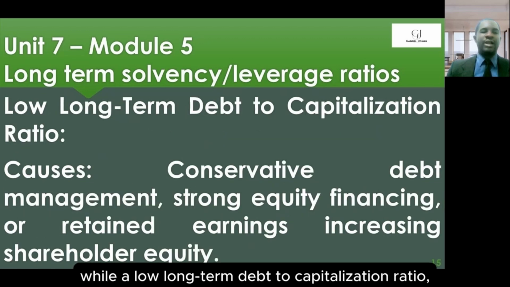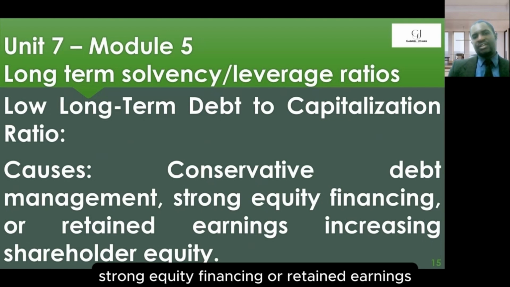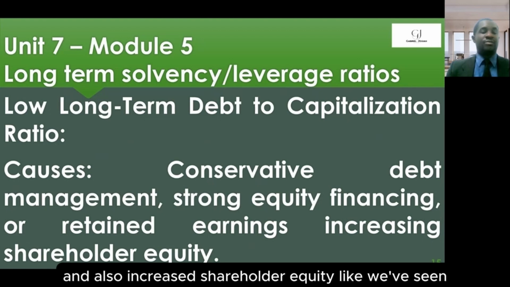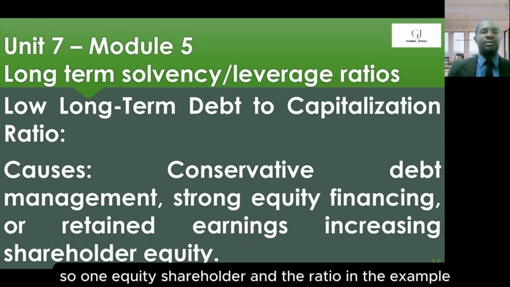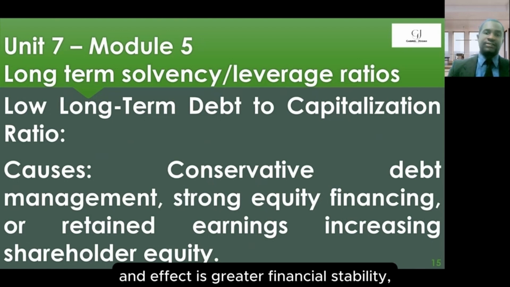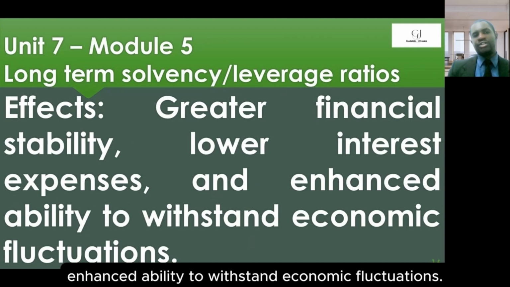This is critical. While for a low long-term debt to capitalization ratio, the causes are conservative debt management, strong equity financing or retained earnings, and also increased shareholder equity. Like we've seen, less than 50%, 0.45 times to 1 equity shareholder ratio in the example of Sharp to Nigeria PLC shows this is the cause. The effects are greater financial stability, low interest expense, and an enhanced ability to withstand economic fluctuations.